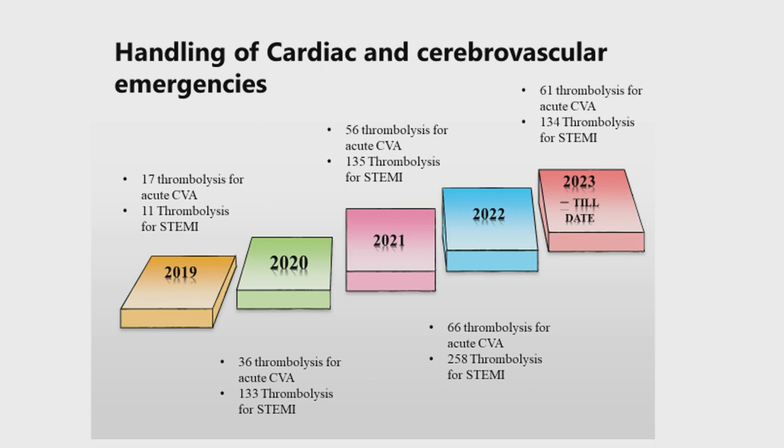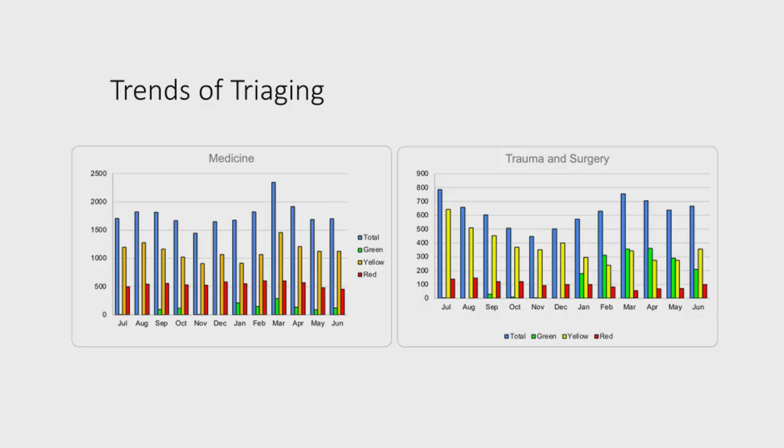Now this number has gone up to 258 thrombolysis for ST segment elevation myocardial infarctions in 2022 and 66 thrombolysis for acute cerebrovascular accidents. So we are witnessing a rising trend in these kinds of emergencies presenting to the emergency department, as well as in the interventions we are doing. So this is a trend of triaging, how we are triaging the medical and the surgical emergencies.